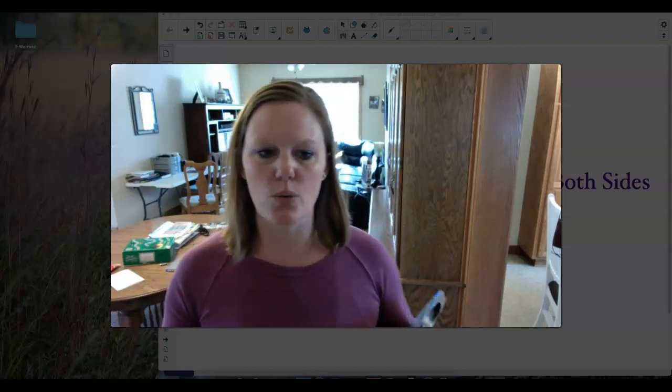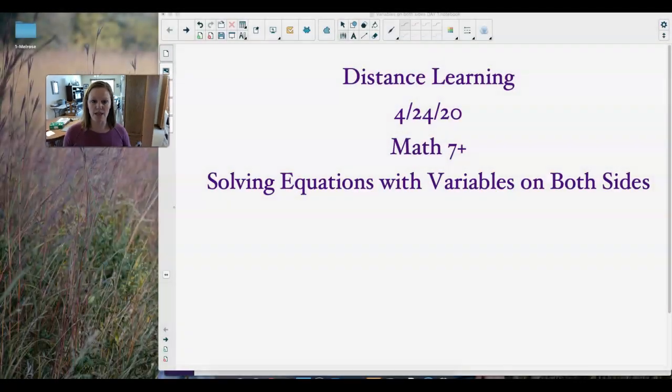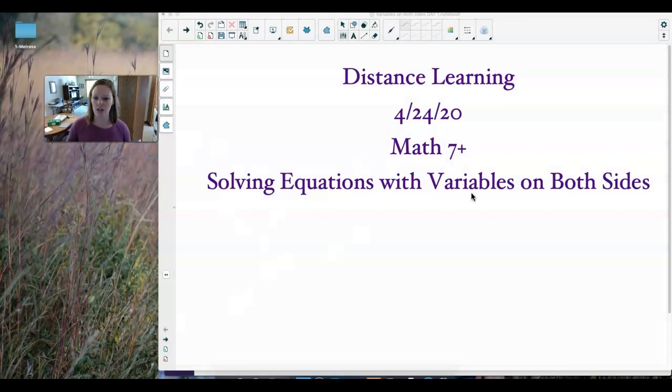Okay, so we are going to move on to one new step today, and that is solving equations with variables on both sides. I actually think you're going to find this a lot easier than the fraction stuff, okay? Because there's no fractions involved today, which might be a relief to some of you.